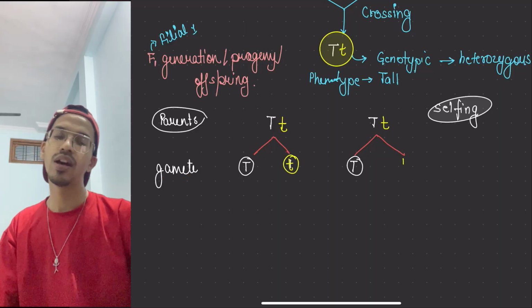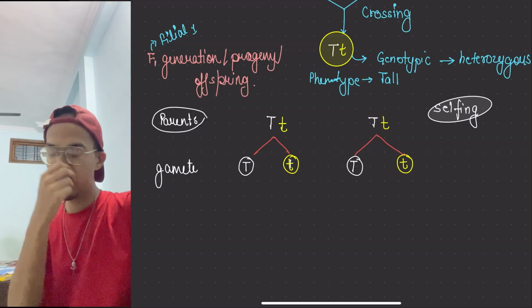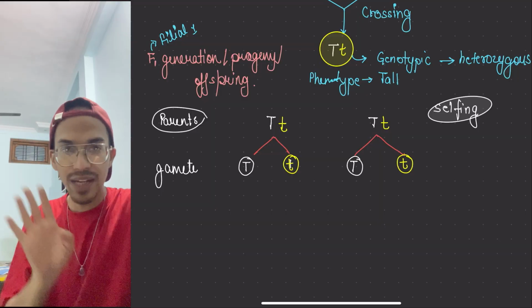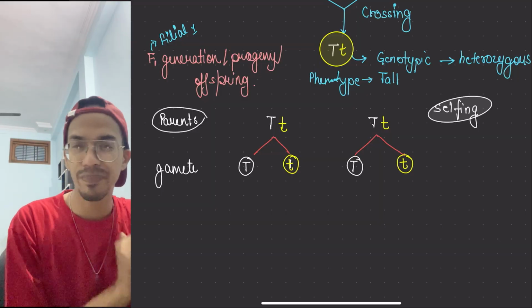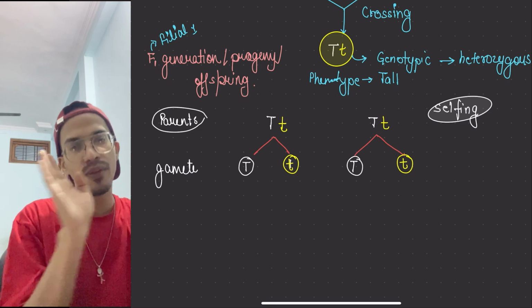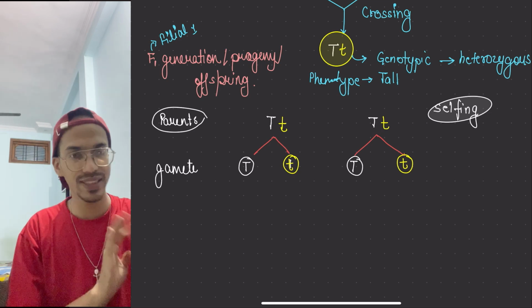These are the gametes. Now they can cross. Here, there are two ways we can make the next cross. One is a simple crossing, the other is the Punnett square. We will learn the Punnett square also. First, we will see the normal one.